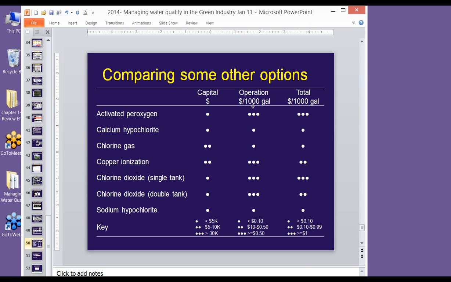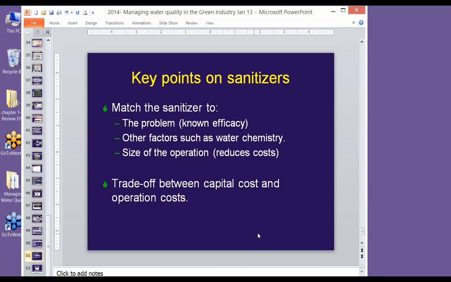If you have a low capital investment, you will usually get a high operation cost. And you can see this is the case for most of the technology. So when you're making the decisions, again, think about, do you want to make an upfront investment and lower operation costs, or would you rather be a little bit more conservative and not make a high capital investment and pay a little bit more afterwards?